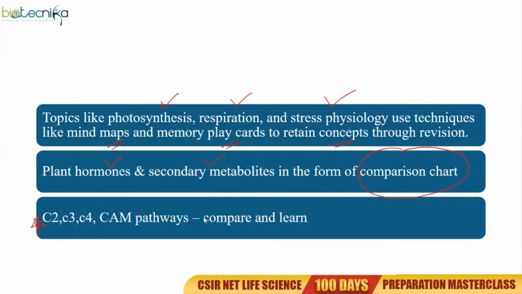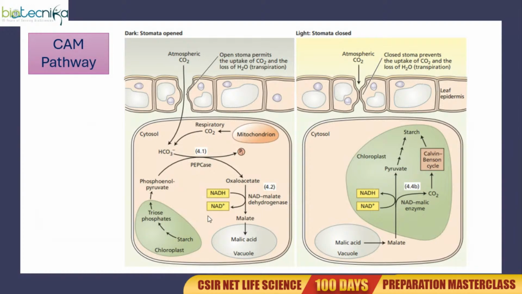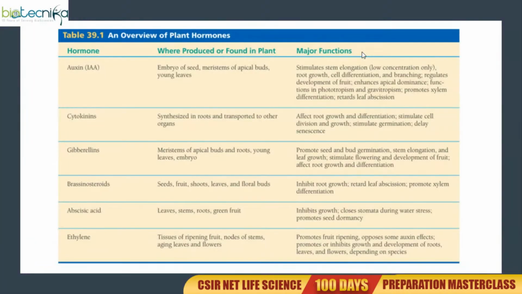I will just show you one example. See, this is your CAM pathway. Here, what happens in the dark condition, and what happens in the light condition. During the dark, as you can see, the stomata is open, so the carbon dioxide easily comes inside. But during the light, what happens? The stomata is closed, so that is being restricted. Just by looking at the image, you will be able to identify the difference. So these are the tools or techniques which you can use for last minute preparation.